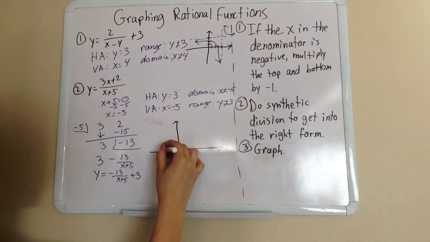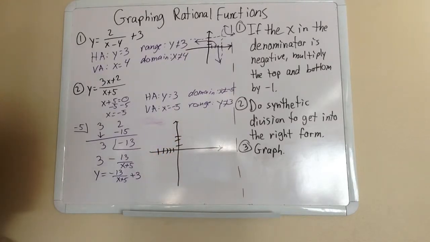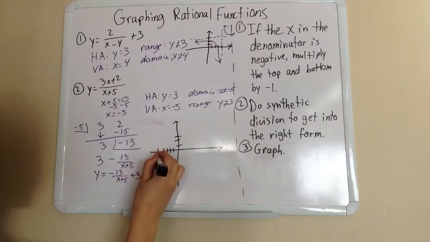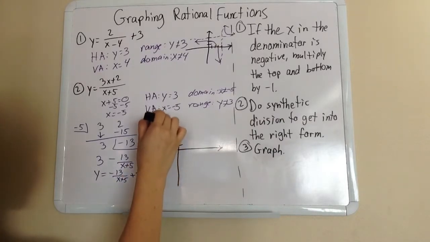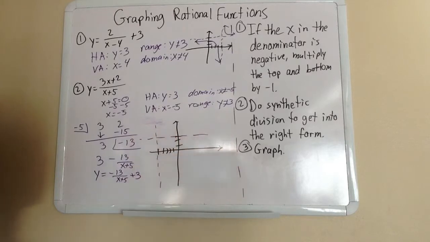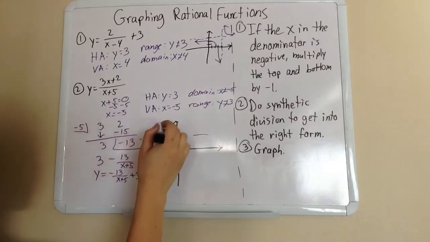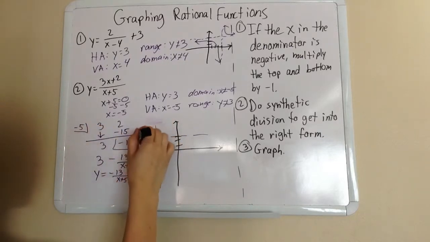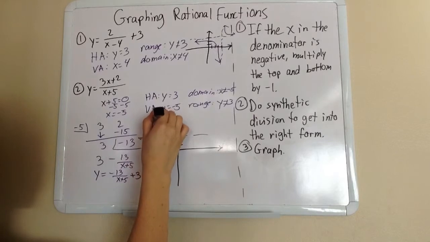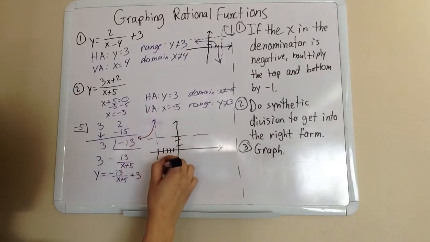Okay. And now I have my asymptotes that I'm graphing. So you can see that this is a negative, so everything is flipped. So instead of being the top right and the bottom left, it's going to be the top left here. And the bottom right here.